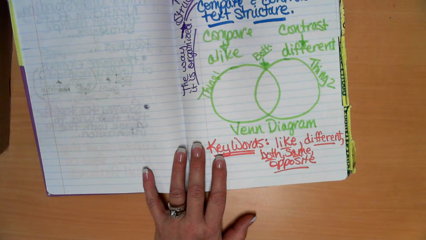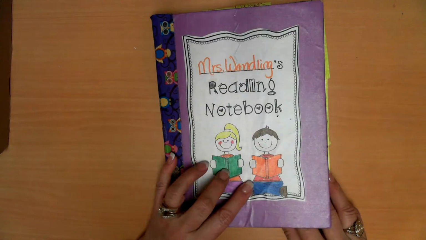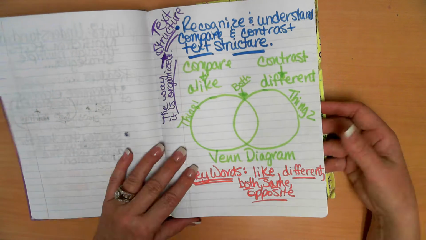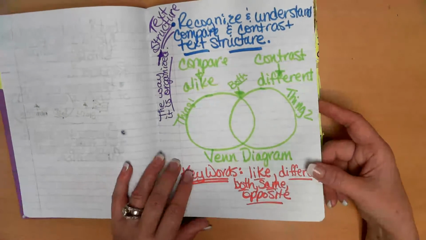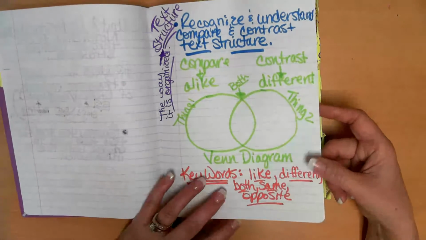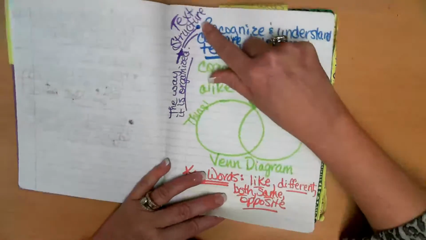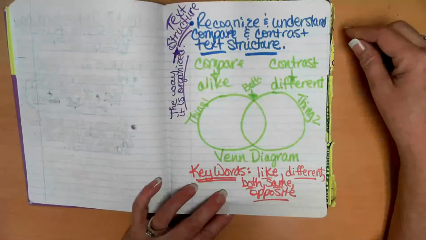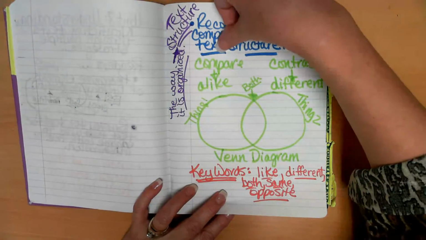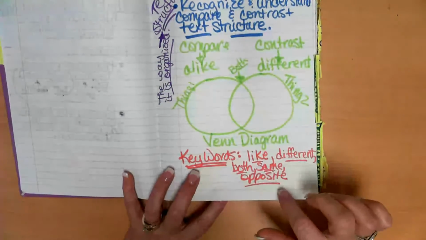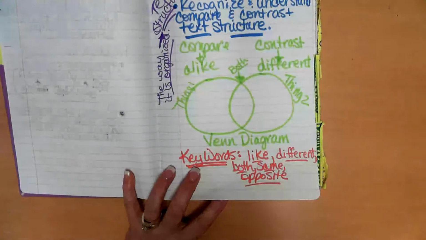Okay, guys, get your reading notebook out and open up to the next area. The last thing we talked about was we're doing text structures. And Miss Horton yesterday in our library lesson touched on text structures as well. A text structure is the way it is organized, the way authors organize their writing. We talked about last week compare and contrast using a Venn diagram, and our keywords were like different, both, same, opposite. All right, turn the page if you need to, or just add it to the next one.